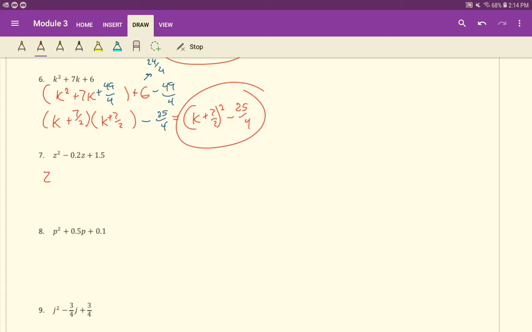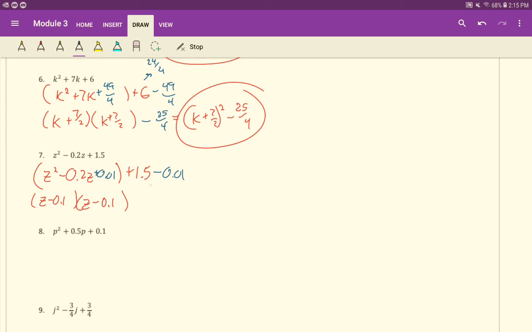So I'll go ahead and do it this way: z squared minus 0.2z. Leave a space plus the 1.5. Okay. We'll have z and z. Half of that's going to be negative 0.1. Okay, and so then what's missing here, it's going to be the negative 0.1 times the negative 0.1, which is going to be positive 0.01. And then we'll subtract 0.01 from this side.